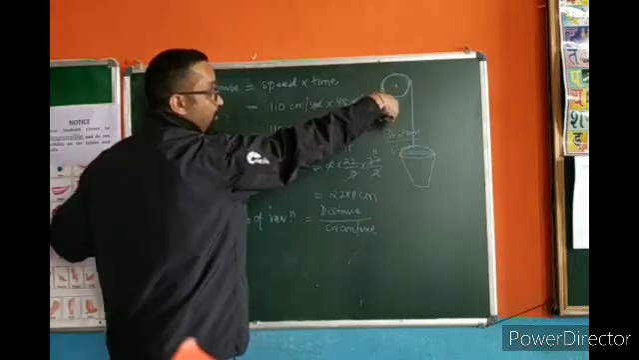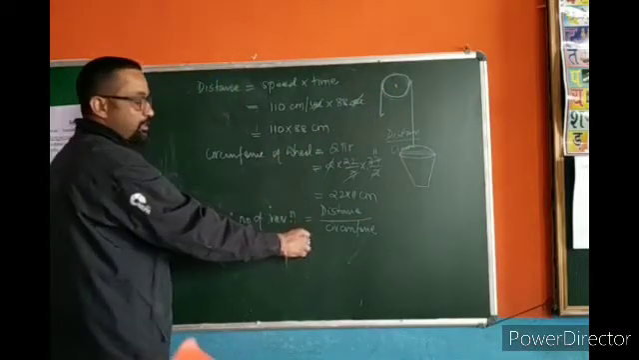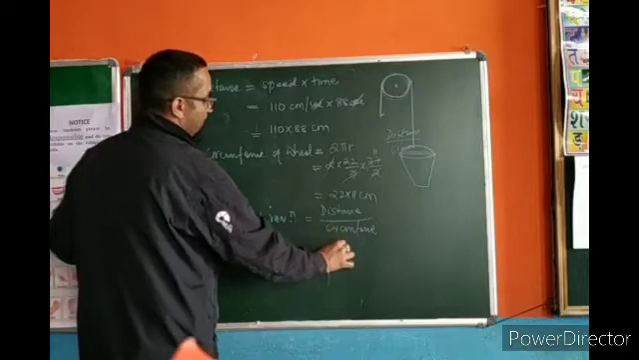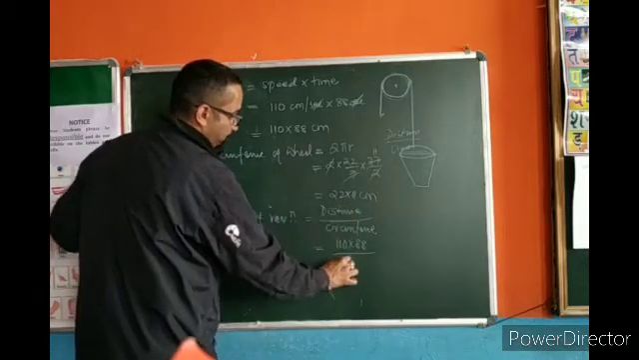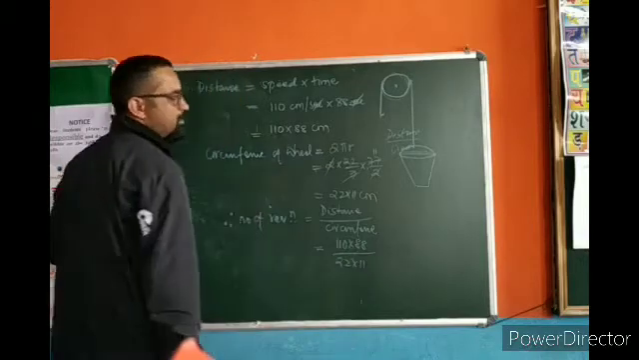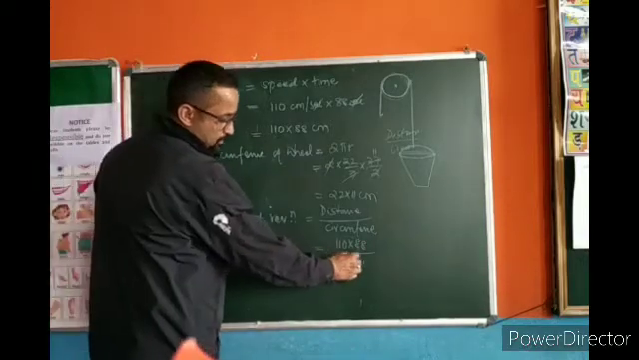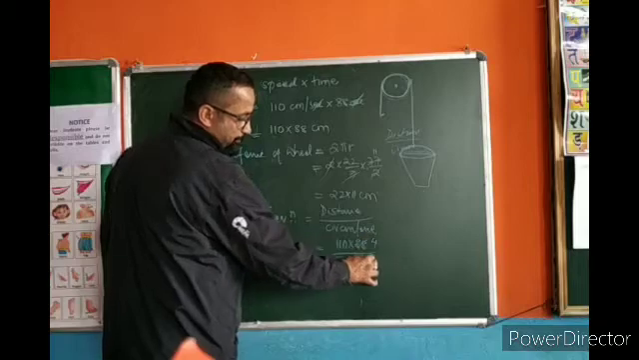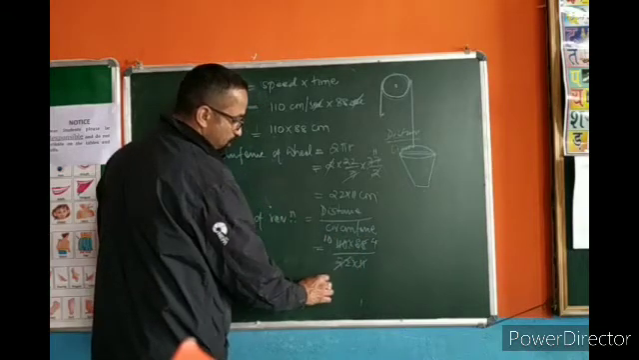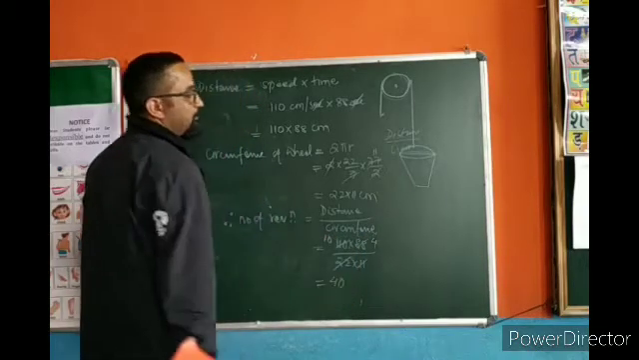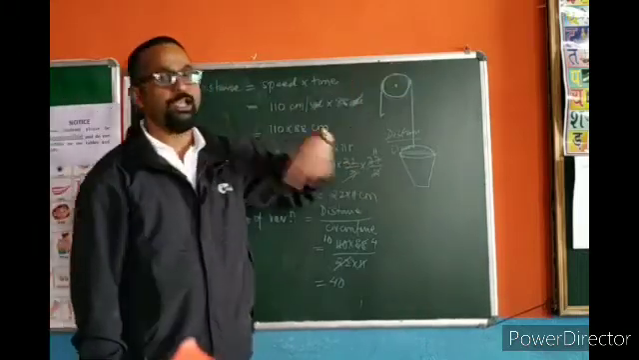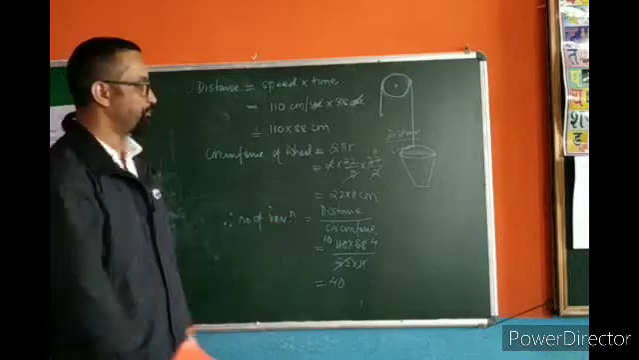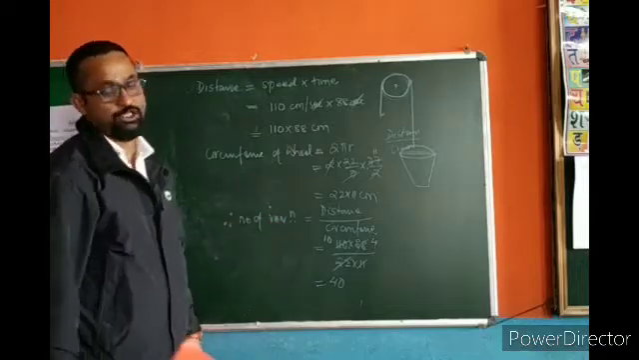Because the circumference will be rotating, you have to use circumference. Distance is 110 into 88, 22 into 11. Simplify this: 22 4 times, 11 10 times, you multiply, you get 40. So in raising the bucket, this wheel rotates 40 times. This is the simple calculation.